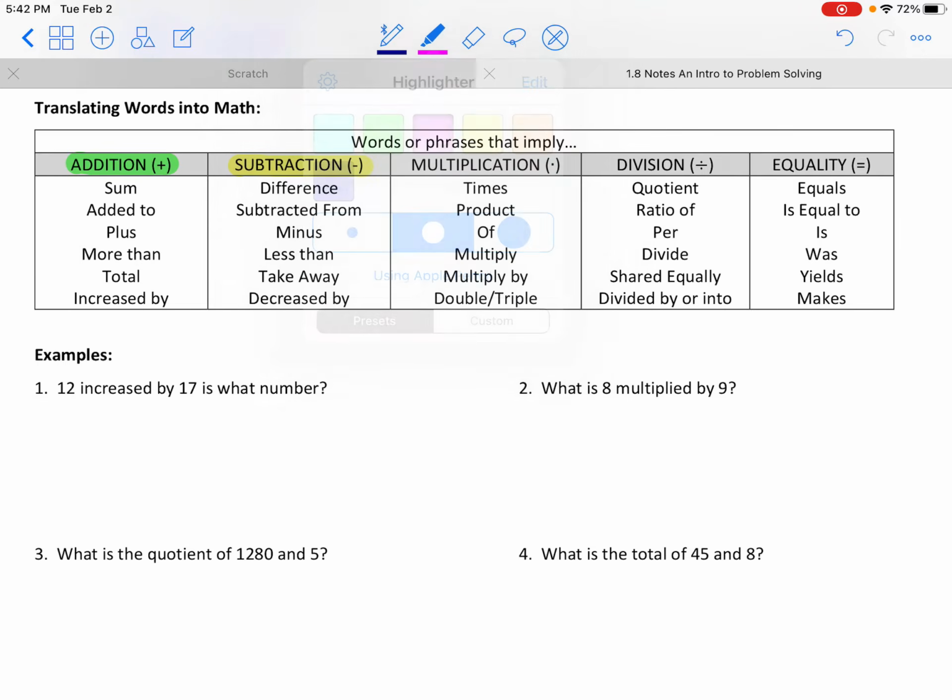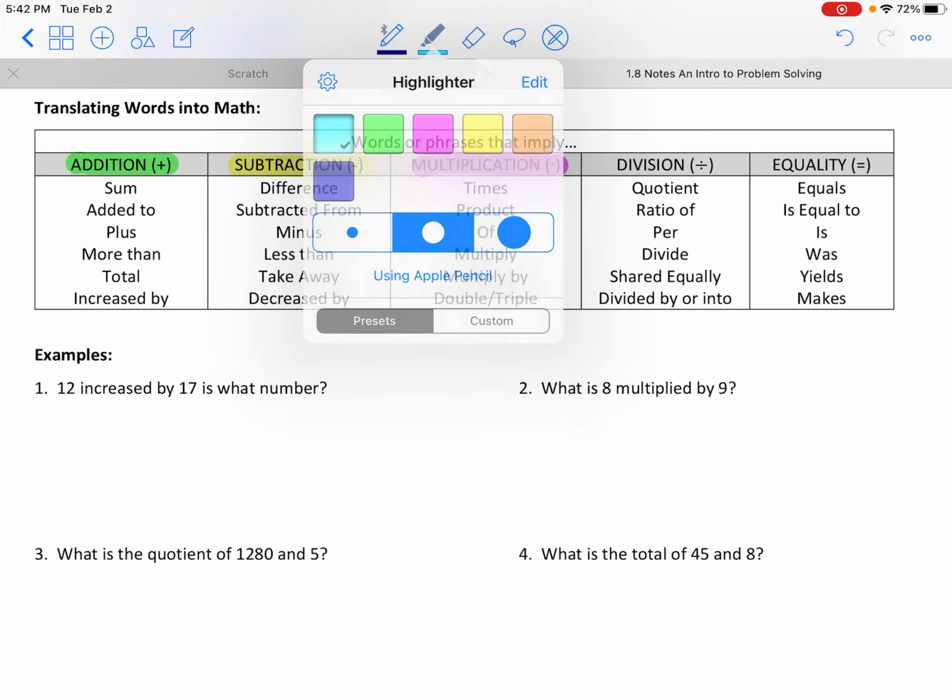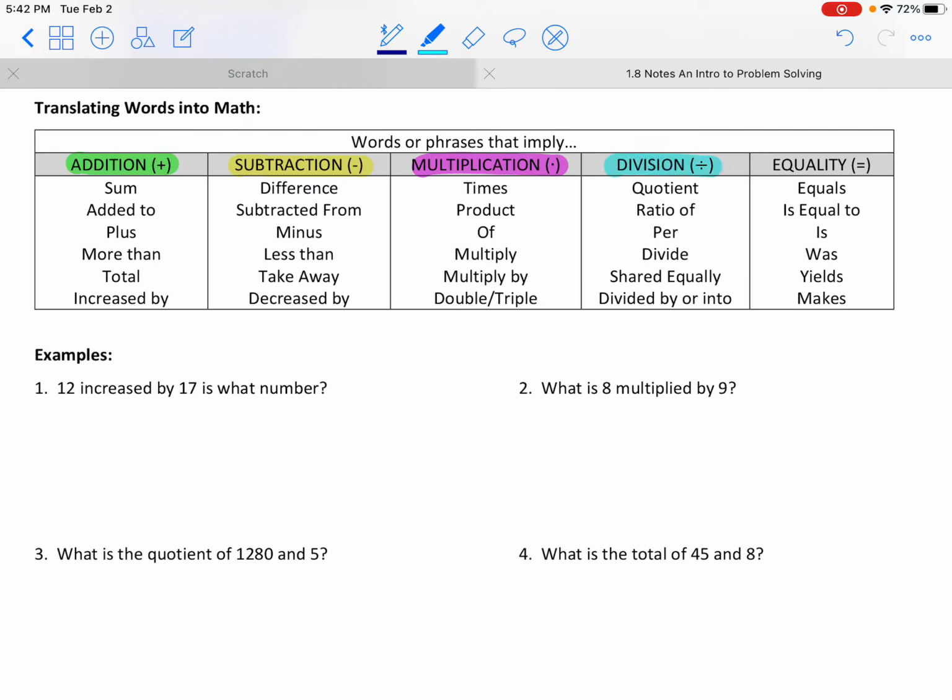If we're trying to identify multiplication, then maybe we see times, or product, or just the word of, or multiply by, or double or triple. That would be multiply by 2 or multiply by 3. If we're trying to identify division, it could be quotient, ratio of, per, like 1 per student, divide, shared equally, or divided by, or divided into, all imply division.